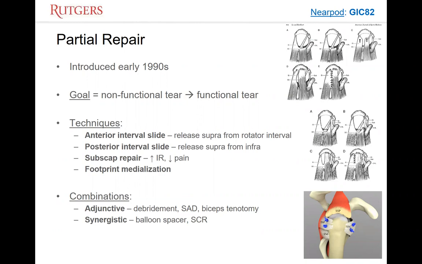Subscap repair, while technically challenging, has also been reported to improve internal rotation and decrease pain. And regardless of which tendons are able to be repaired, care should be taken not to overtension the partial repairs, as that can lead to early failure. The partial repair can also be combined with a number of other procedures. These can be simple, like a subacromial decompression or biceps tenotomy. It could also be combined with more synergistic procedures like a balloon spacer or superior capsular reconstruction, which aim to further restore the anatomy.